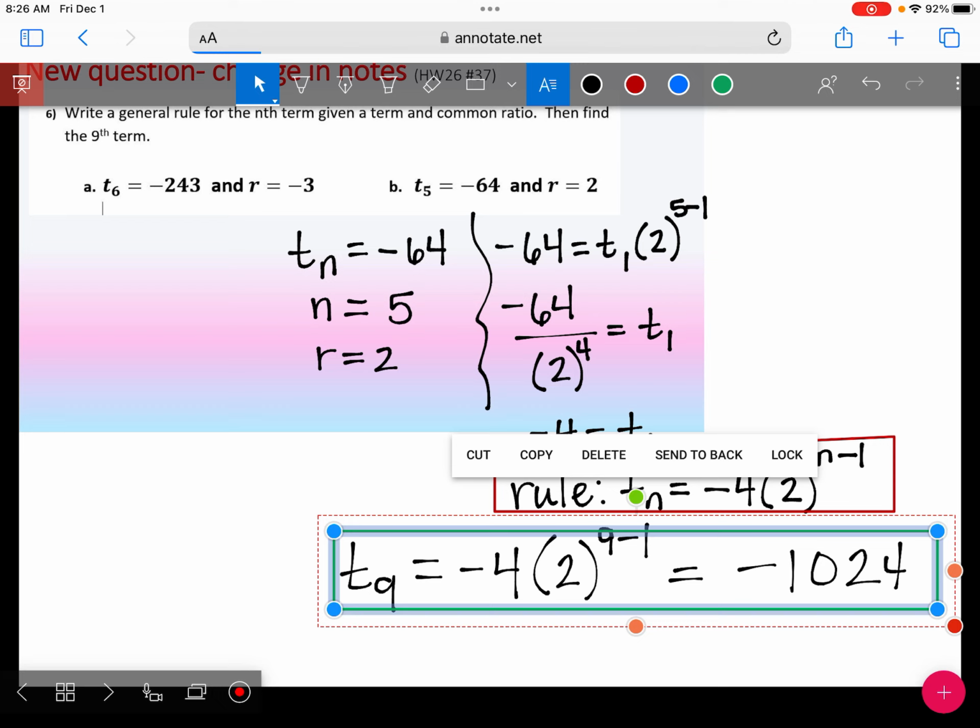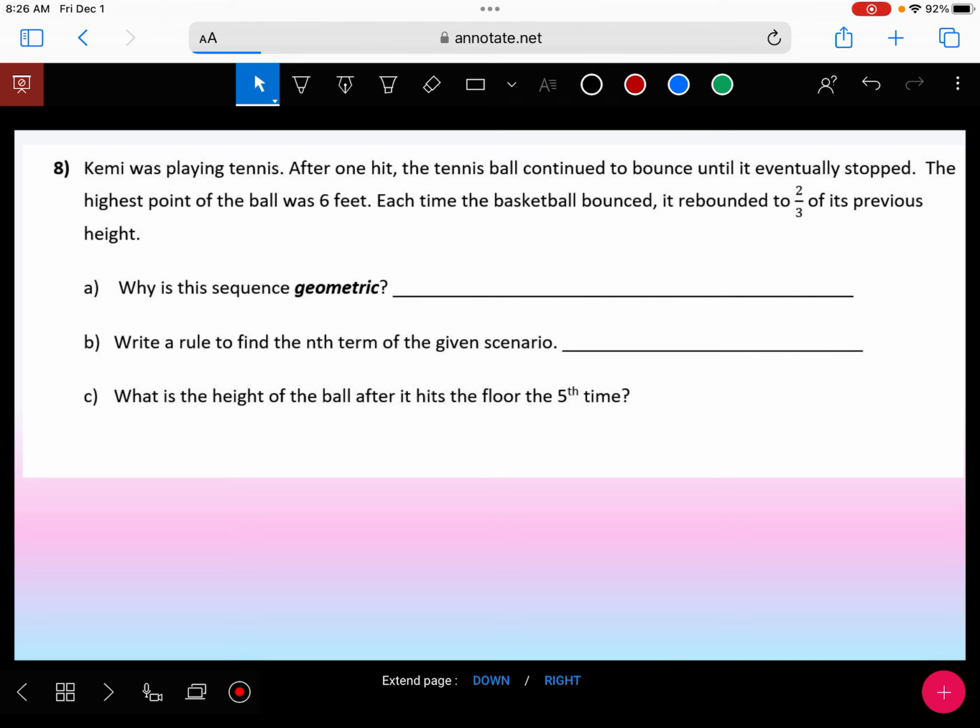Okay, we got a couple of word problems. I am skipping around a little bit. Some of the questions are repetitive, and if I feel like we've covered it, I'm not going to cover it again. So we're actually going to our word problem featuring Kimmy, which has a typo in it, and I feel so bad. But okay, so it says Kimmy was playing tennis. After one hit, the tennis ball continued to bounce until it eventually stopped. The highest point of the ball was 6 feet. So now the tennis ball accidentally changed to a basketball, but that's okay because it's magic. Magic happens. So each time the ball bounced, it rebounded 2/3 of its previous height.